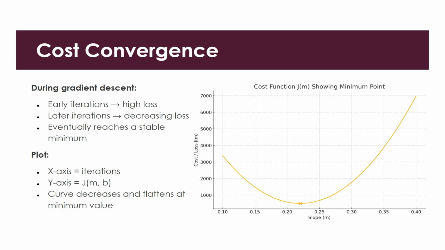This is called convergence. The graph shows iterations on the x-axis and cost on the y-axis. You can see the curve going down and then flattening at the minimum point. So the curve decreases and flattens at the minimum value.